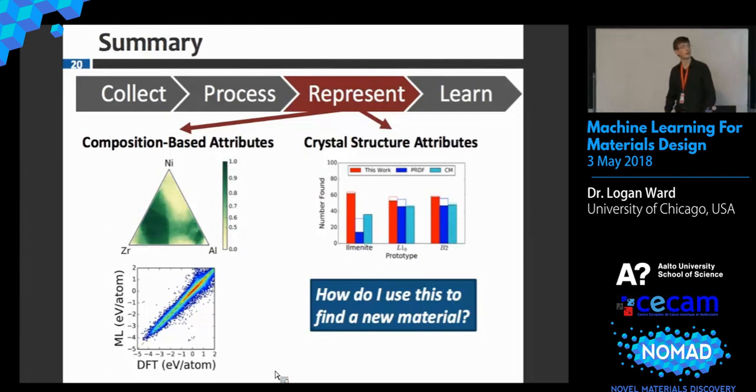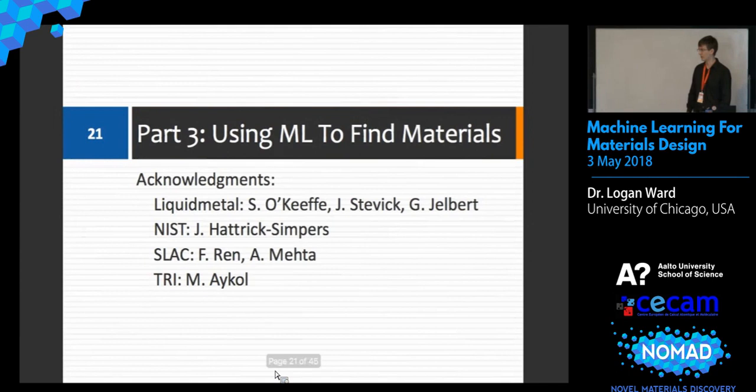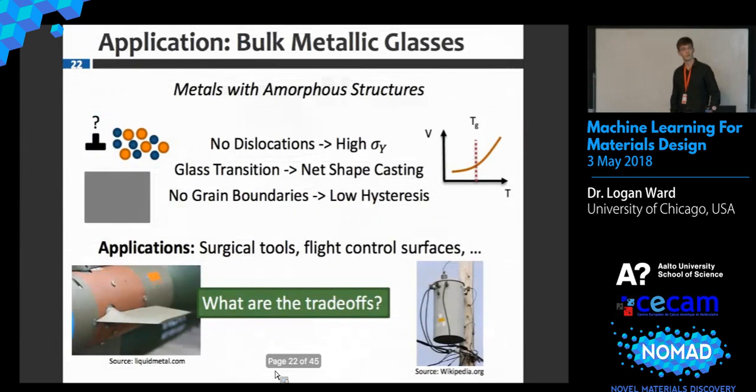So this wraps up my discussion of representations. And just to summarize, I've discussed an approach for building models based on the composition of a material that can be used for problems as widely ranging as predicting the glass formability of metallic alloys and the stability of crystalline compounds provided DFT data. And I've talked about an approach for building models based on the crystal structure. What I've really delved into is an example of how to explore, how to actually use these in practice. And that'll be the focus of the next part of my talk.